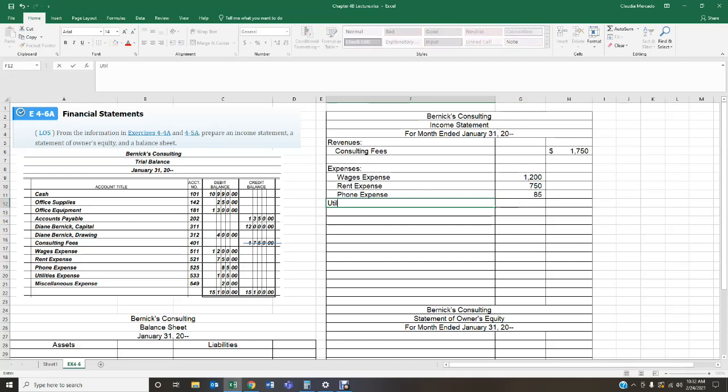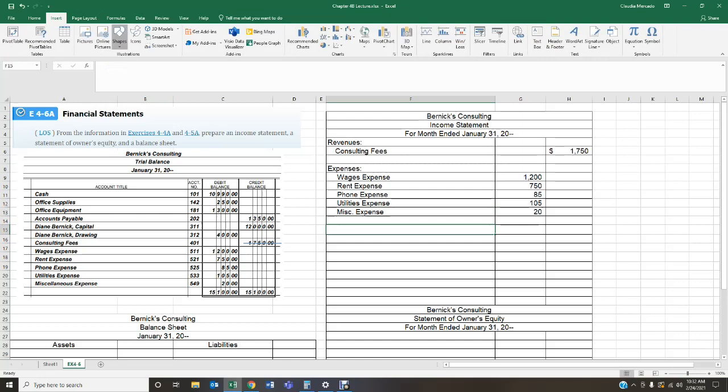I've got utilities expense of $105. And I've got miscellaneous expense of $20. Okay. So now these are all of my expenses. I'm going to go ahead and mark them off, that way I know that I have used them.